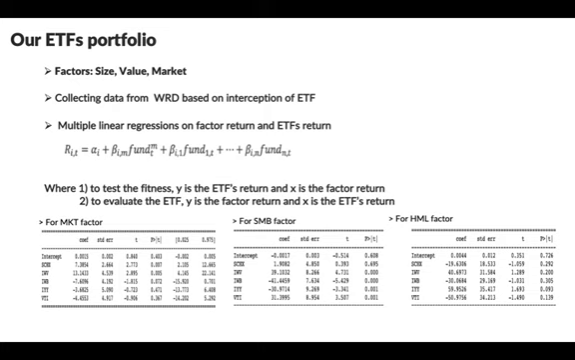Taking the factor size as an example, the negative constant means that it has a negative alpha, while the alpha is not significant at the 95% confidence level. All ETFs have significant exposure to the set factors, since the corresponding betas have p-values smaller than 0.05.